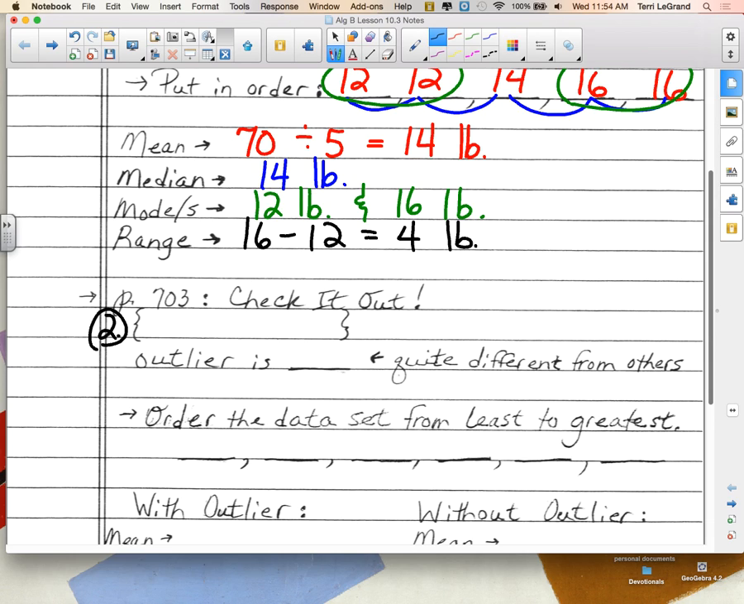Okay, so we are at check it out problem number 2 where it says identify the outlier in the data set 21, 24, 3. Okay, let's write our data set. Let's fill in that. So we're at about a third of the way down the page on page 703.